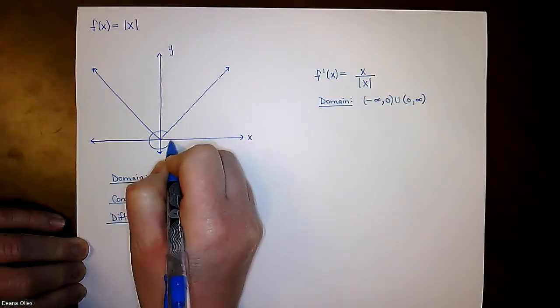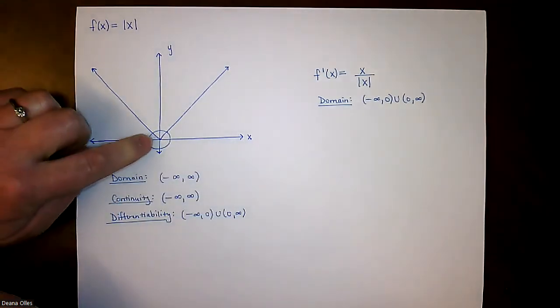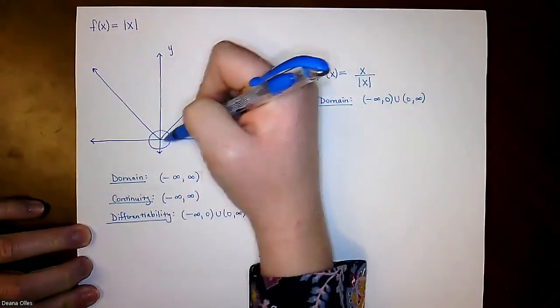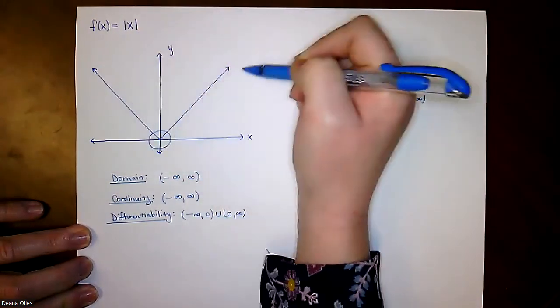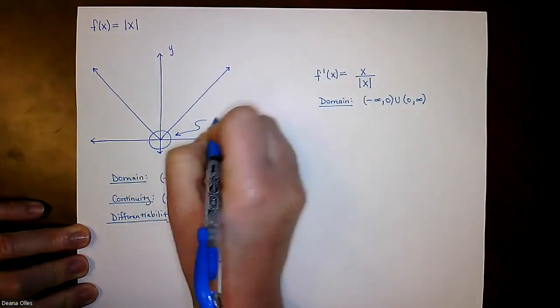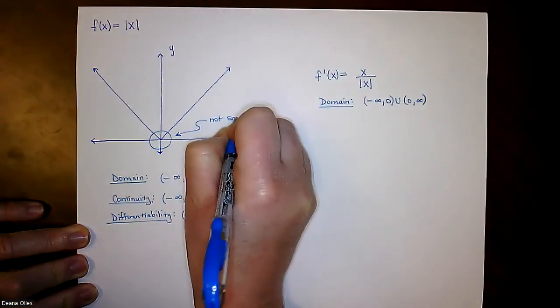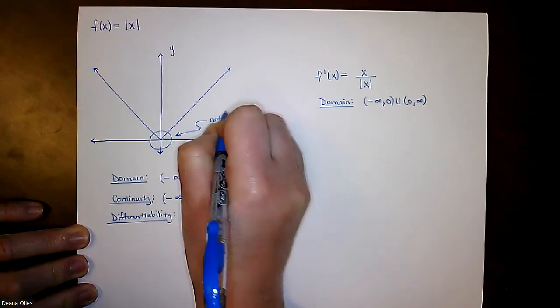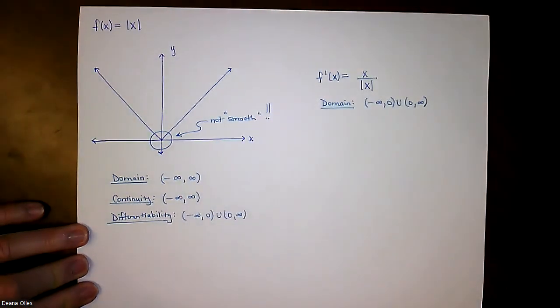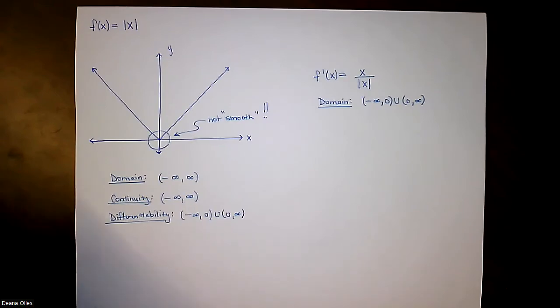This point at x equals 0 is what we call a corner. The function is not smooth and continuous. It is continuous, but it is not smooth at x equals 0. So because it's not smooth, it's not differentiable at 0. So it's going to be very important that we understand differentiability and what that means for each type of function as we go through the next part of the course.